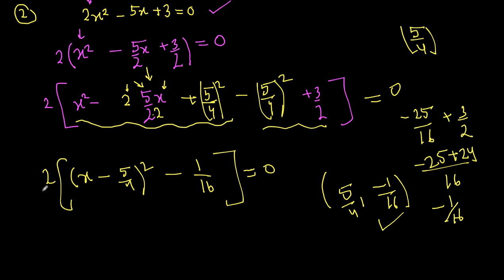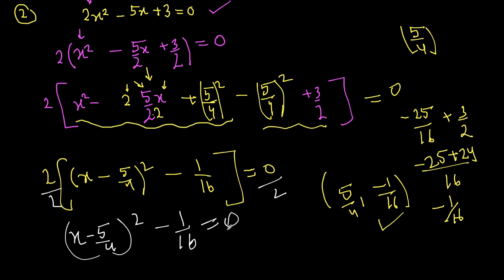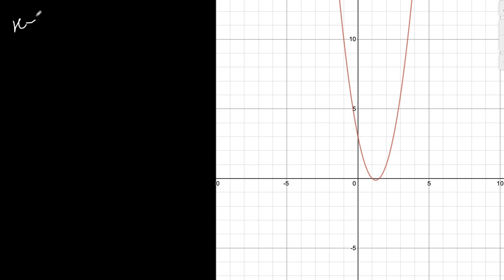I can divide everything by 2. Dividing by 2 will not make any change. So here you will get x minus 5 over 4 whole square minus 1 over 16 is equal to 0. Then you can write x minus 5 over 4 whole square is equal to 1 over 16. Okay, so in the next step, x minus 5 over 4, whole square is equal to 1 over 16. The next step is I will take the square root.